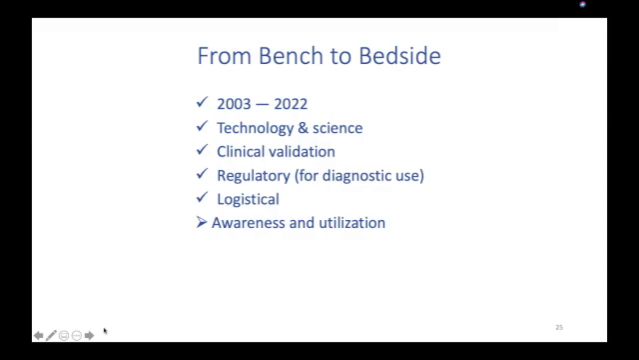Great. The next question is from Samuel. Do you ever reject patients for assessments due to comorbidities? For example, in patients with evidence of bone marrow lesions?